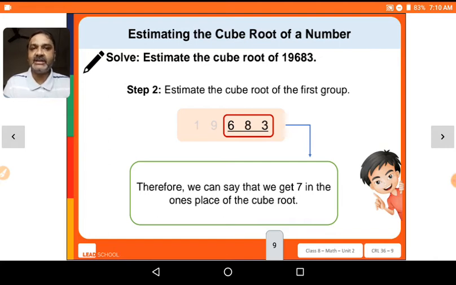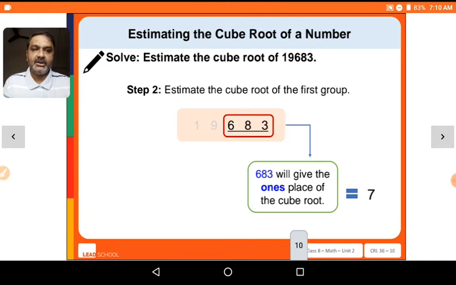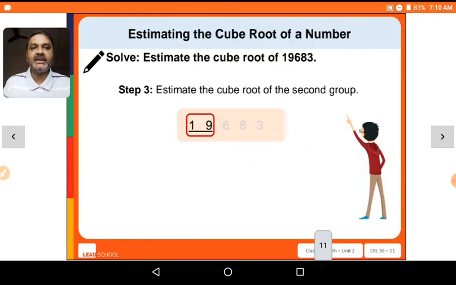So when the last digit is 3, the ones place of the cube root will be 7. So 683 will give the ones place of the cube root equal to 7, because the last digit is 3 and its cube root ends in 7. Similarly, we go for the next, second group. Estimate the cube root of the second group, that is 19.